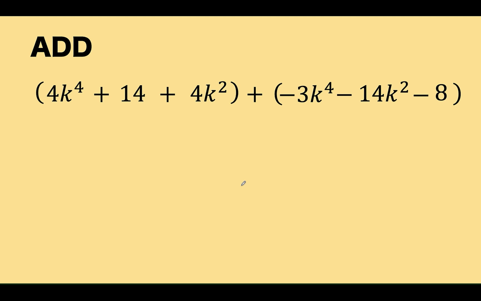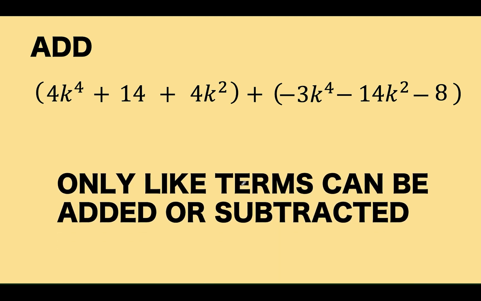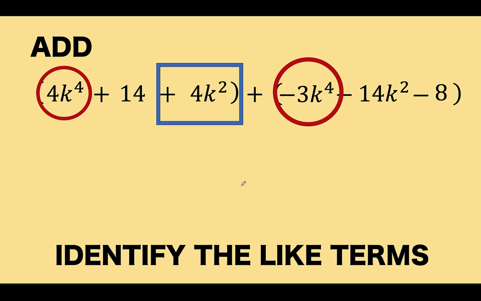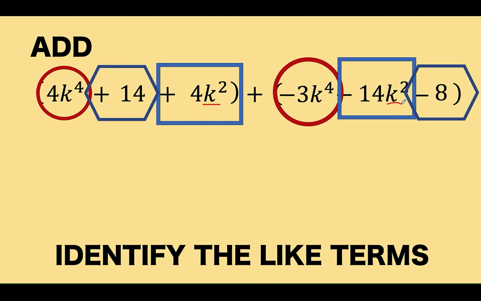Let's say we have 4k to the fourth plus 14 plus 4k squared plus negative 3k to the fourth minus 14k squared minus 8, and we want to find the sum. Again, only like terms can be added or subtracted, so let's identify the like terms. 4k to the fourth and negative 3k to the fourth are like terms. Their variables are k to the fourth, k to the fourth. Positive 4k squared and negative 14k squared are also like terms because the variable part, k to the second, is the same here, k squared. And all constants are like terms also.